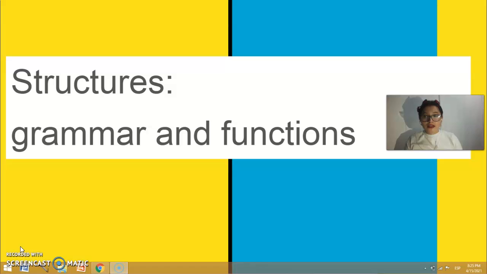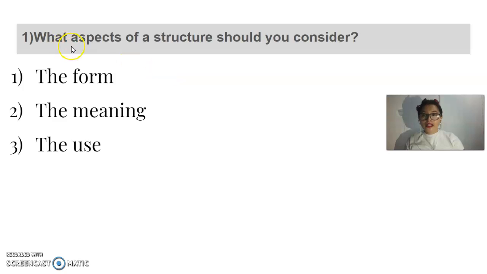Today I will give you the answer about the question that we were studying in our last topic, and our topic was structure, grammar, and functions. The first question says, what aspect of a structure should you consider? I select three, and the first one is the form.